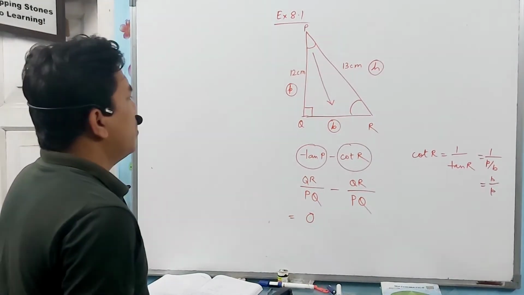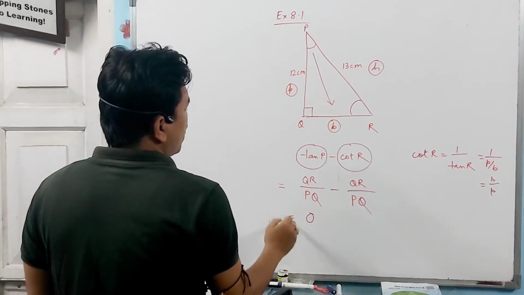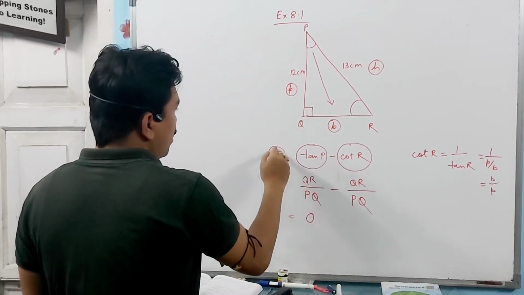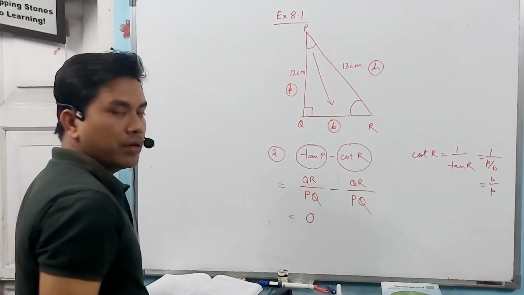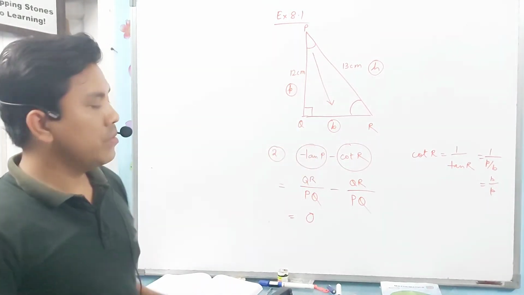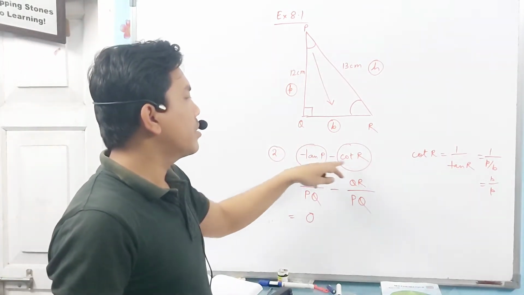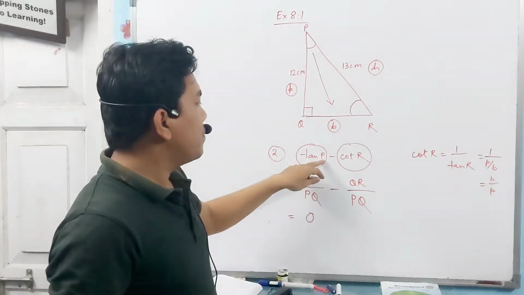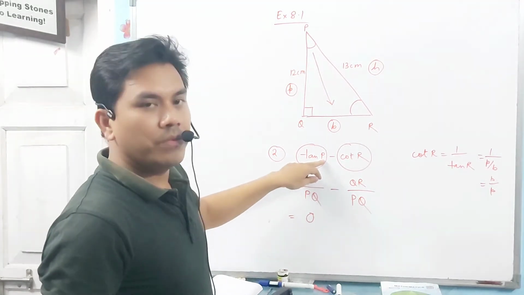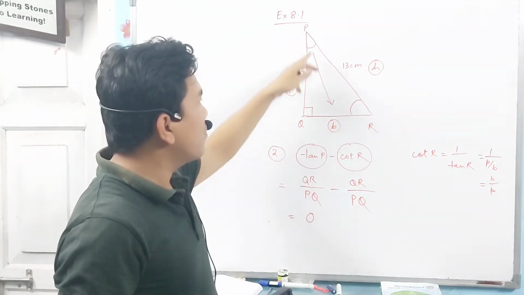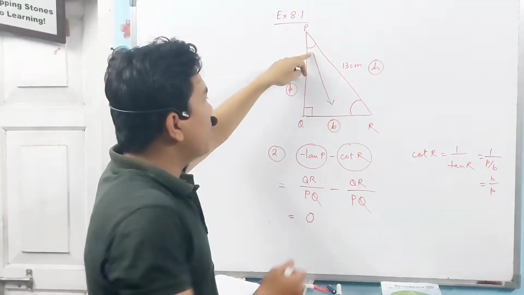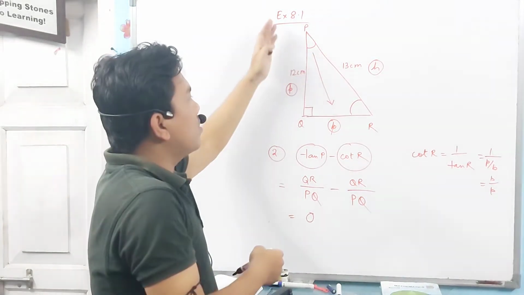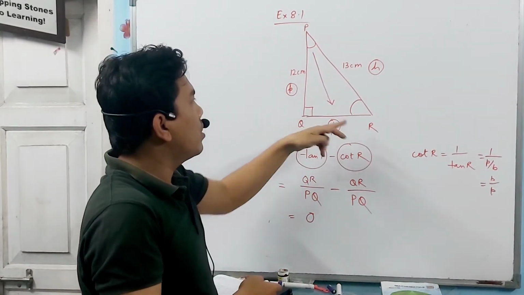I think this part you can directly start from here. For question number 2, directly you can start from here after drawing the figure aside. You have to draw the figure. For both tan P and cot R, the perpendicular and base will be different. So if we are given angle P, for angle P if we have to find out tan, then we have to find out the perpendicular. For P the perpendicular will be this, QR. So we have written here QR. And the base will be what? PQ. So we have written QR by PQ.